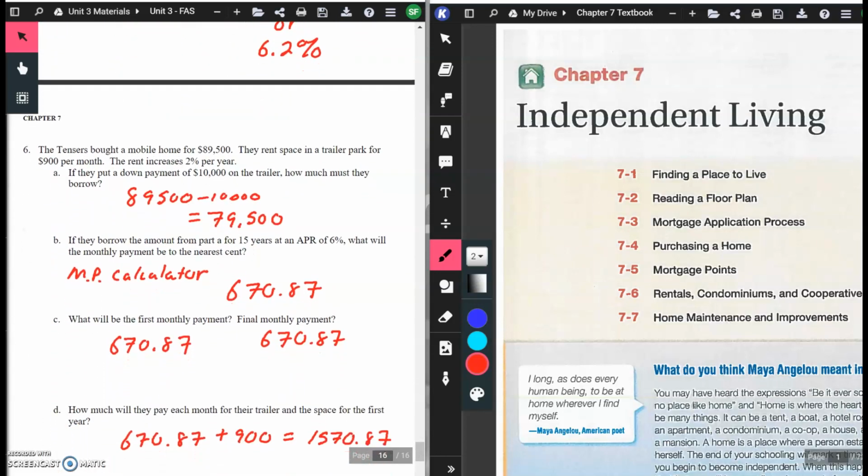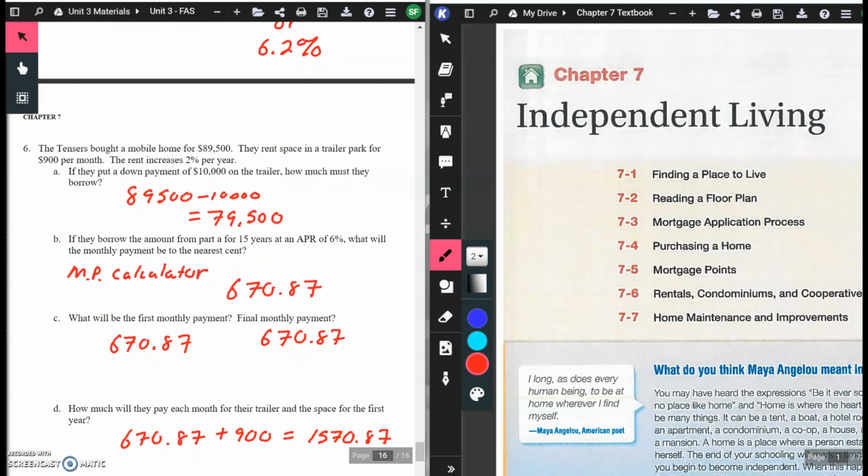Number 6, the Tenzers bought a mobile home for $89,500. They rent space in a trailer park for $900 per month. The rent increases 2% per year. If they put down a down payment of $10,000 on the trailer, how much must they borrow? Well, you take your $89,500, subtract off your down payment. That's $79,500. So they have to borrow $79,500. If they borrow the amount for 15 years at an APR of 6%, what will the monthly payment be to the nearest cent?